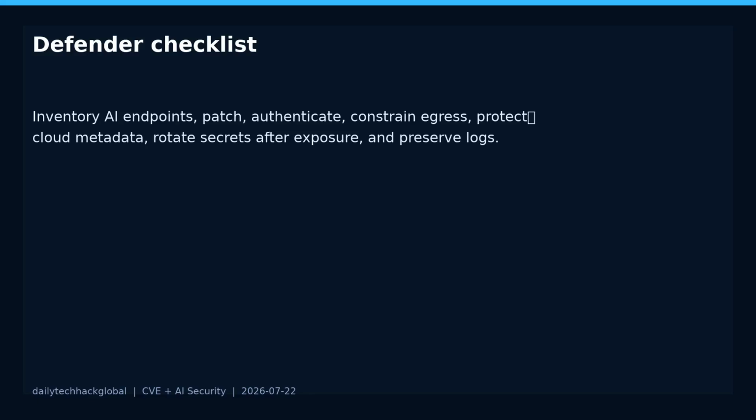The pattern across all 4 CVEs is clear: AI and automation tools are now high-value infrastructure. Inventory them, patch them, constrain network paths, and preserve logs that show who connected, what the tool fetched, and what changed afterward.